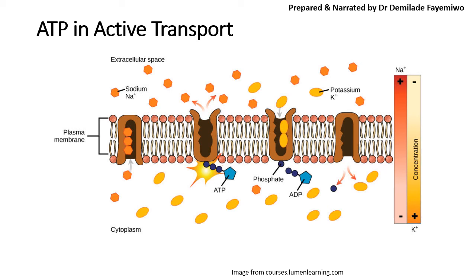An example of this is the sodium-potassium pump. As you might be able to see here, these are potassium molecules, the round-shaped ones over there, and these are the sodium molecules. And you can see that the sodium molecules are moving outwards, if you follow this arrow over here, even though they are in high concentration on the outside, while the potassium molecules are coming inwards even though they are in high concentration on the inside.